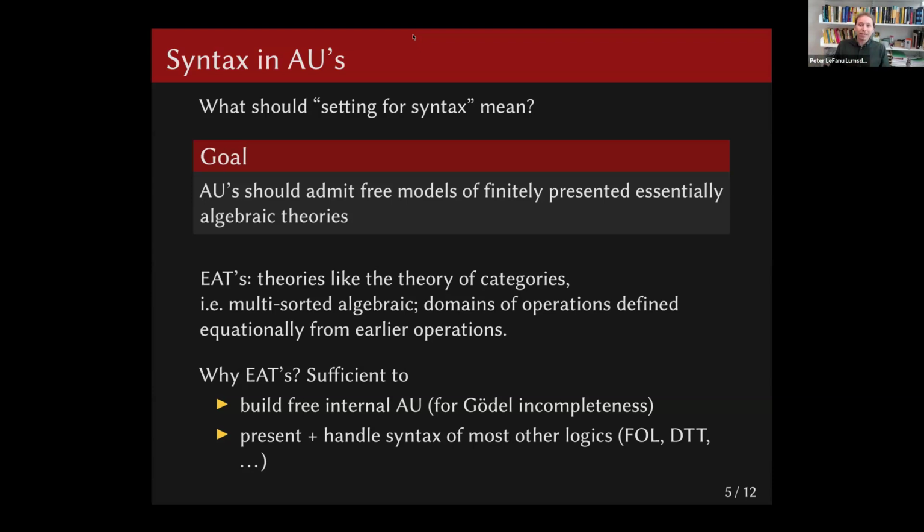So why essentially algebraic theories? There are hundreds of different classes of theories, different kinds of syntax. Why are these the ones that I'm saying should be the goal, that we say it really means when we look for arithmetic universes being a setting for syntax? Why is essentially algebraic theories the one that we put above everything else? The two key things are, well, firstly, they're sufficient for Gödel incompleteness. For that, you want to internalize whatever kind of logical setting you're working in inside that setting itself. And so, in particular, your arithmetic universe, you want it to be able to say, here we have the free arithmetic universe internal to our arithmetic universe.